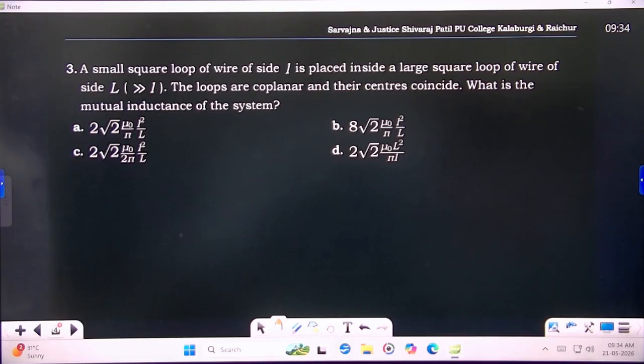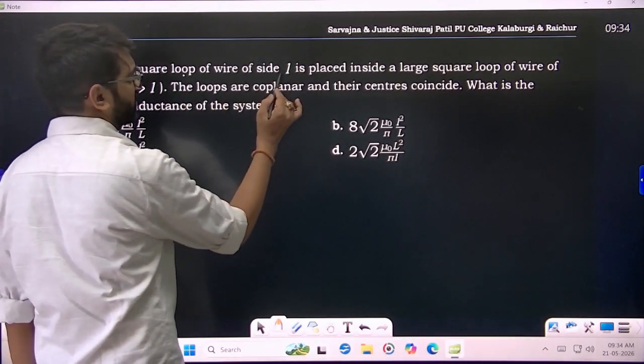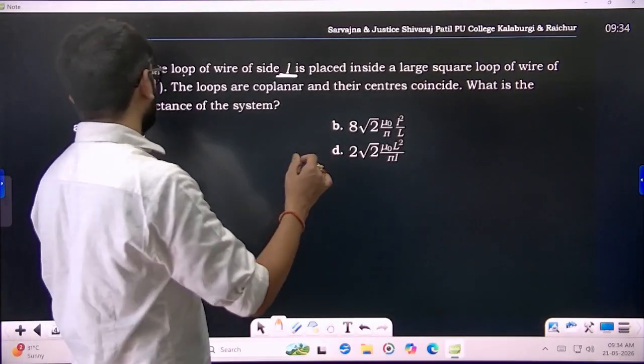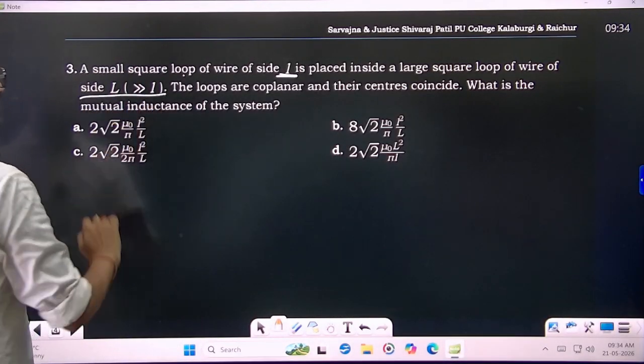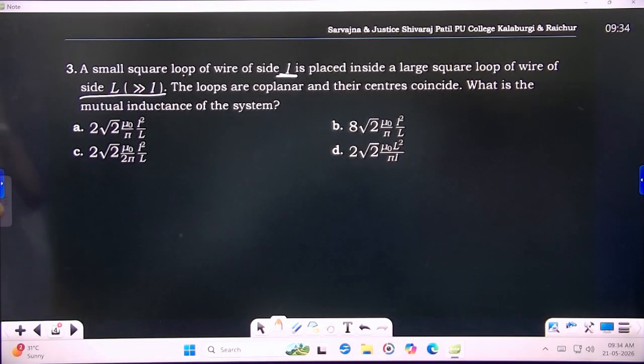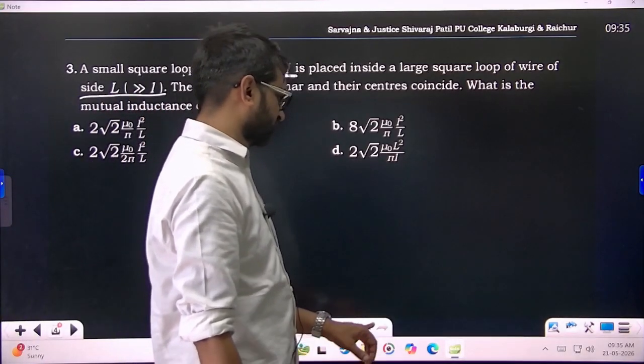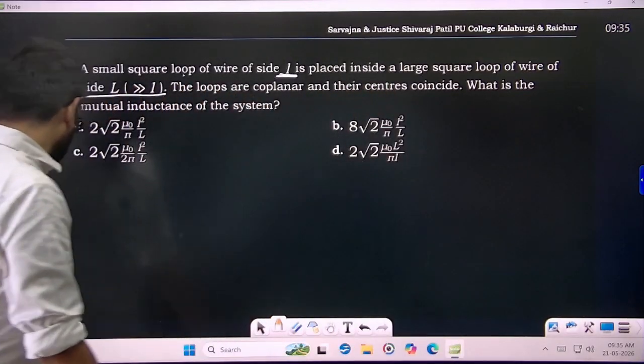Next, a small square loop of wire of side l is placed inside a large square loop of side capital L. Capital L is much greater than small l. These loops are coplanar and their centers coincide. Then what is the mutual inductance of the system? So let us take this onto the next page.